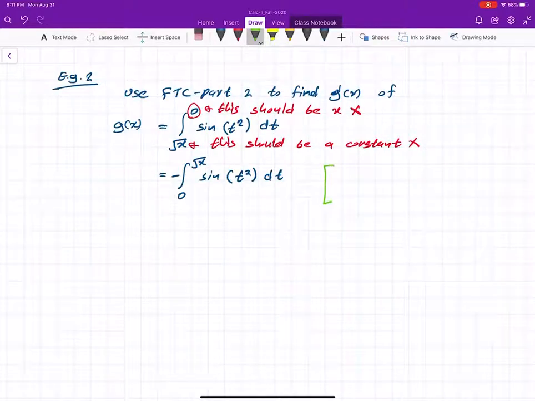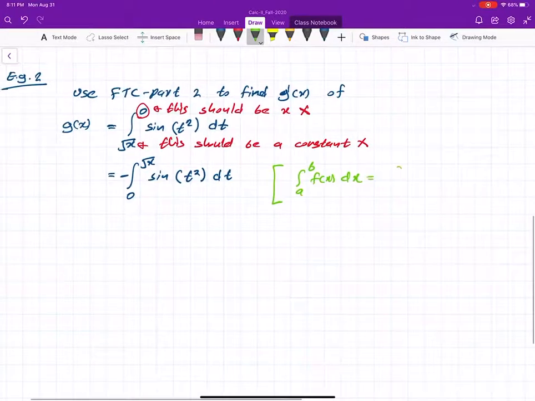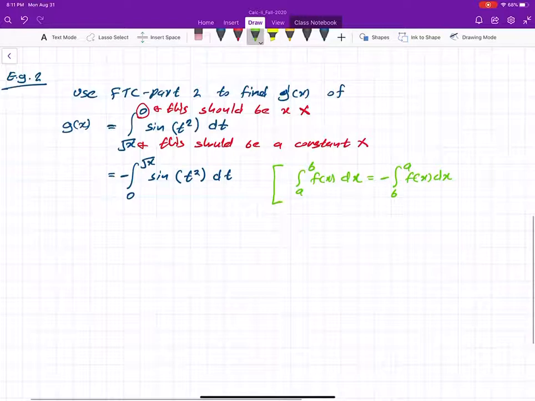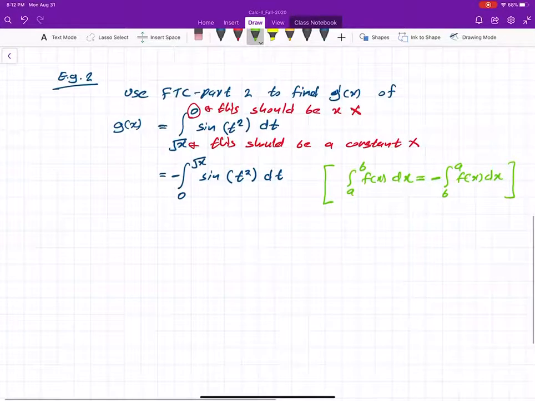You learn this in the lesson of definite integration. Let's say you're going to integrate f of x from a to b. If you switch the limits, that means you are integrating from b to a, the same function. Then you have to introduce a negative sign in front. Okay, that is what I have used here.